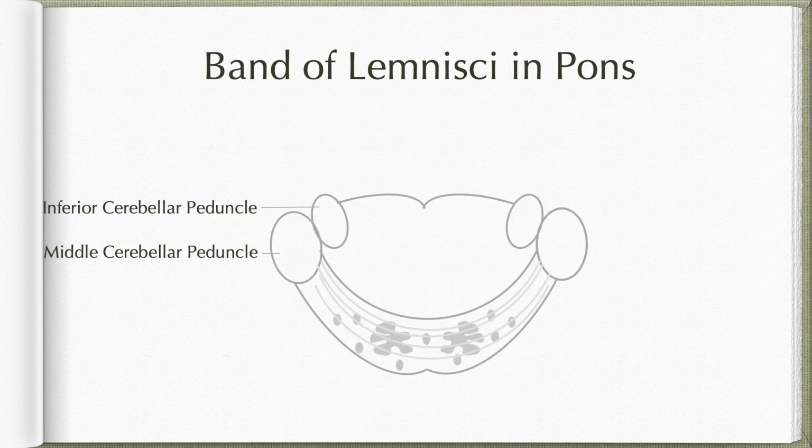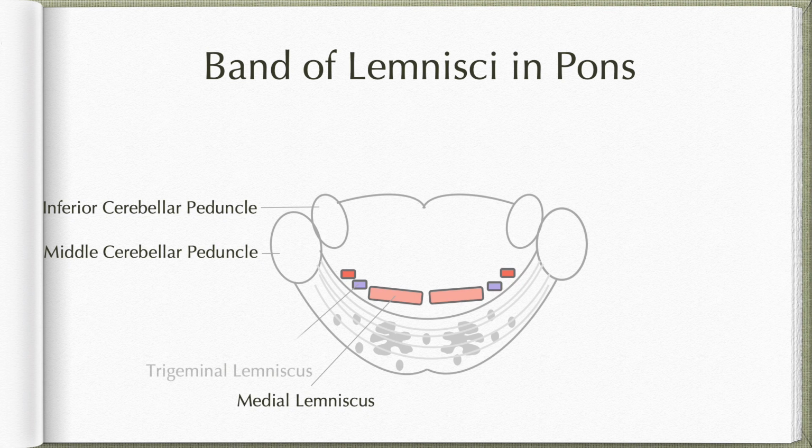Now coming to the band of lemnisci seen in the pons, we see a band of lemnisci located just posterior to the basilar part of the pons. From medial to lateral side, they include the medial lemniscus, trigeminal lemniscus, and the spinal lemniscus, which are transiting through, and the lateral lemniscus, which is beginning from the pons here.